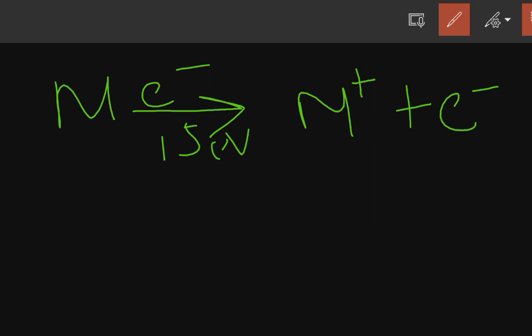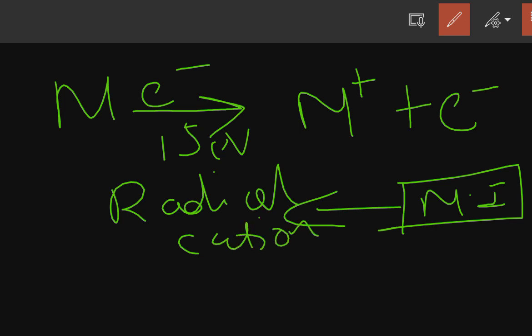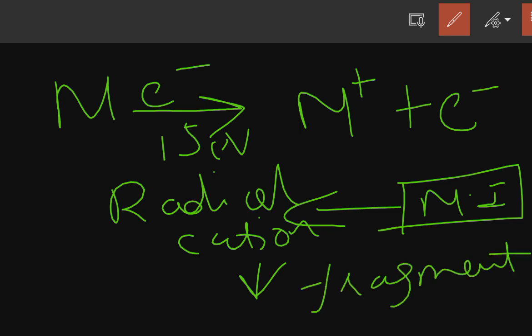Okay, so here the molecular ion, radical cation. Further here, because of less space, I am just writing it here: fragment. Okay, what this diagram is all about.